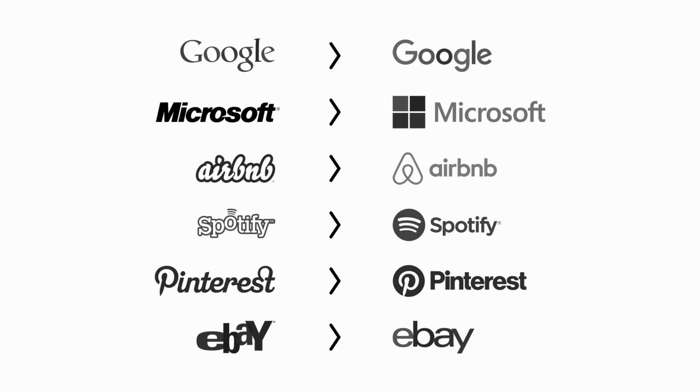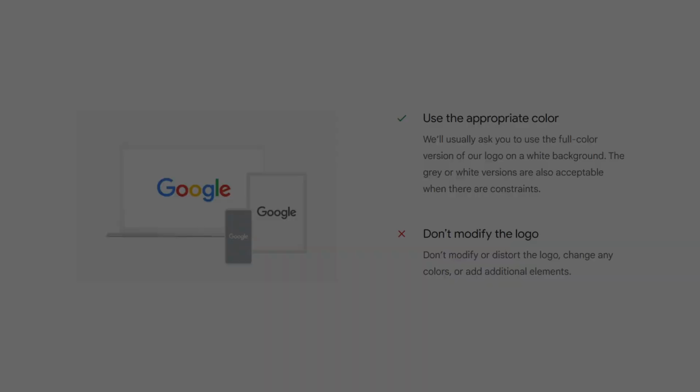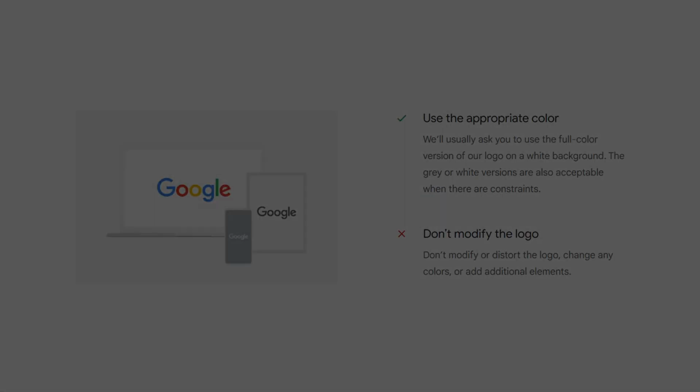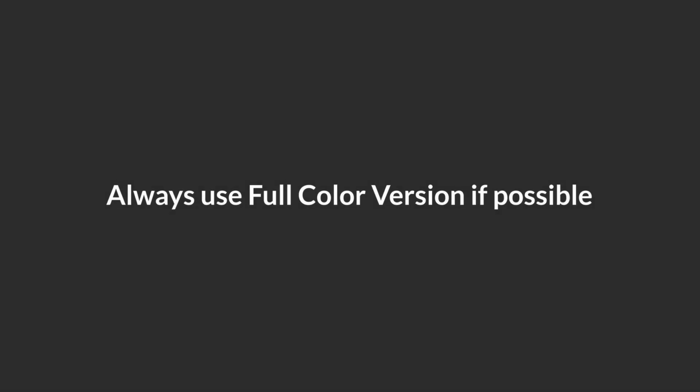To learn about that, let's look at Google's brand guidelines. Here we see a section of Google's brand guidelines which says, "We'll usually ask you to use the full color version of our logo on a white background. The gray or white versions are also acceptable when there are constraints." If you look at most brand guides, you will find a section that states that the logo is to be used in the full color variant when possible, with very few, if any, exceptions. Usually the only exceptions are for single color print.